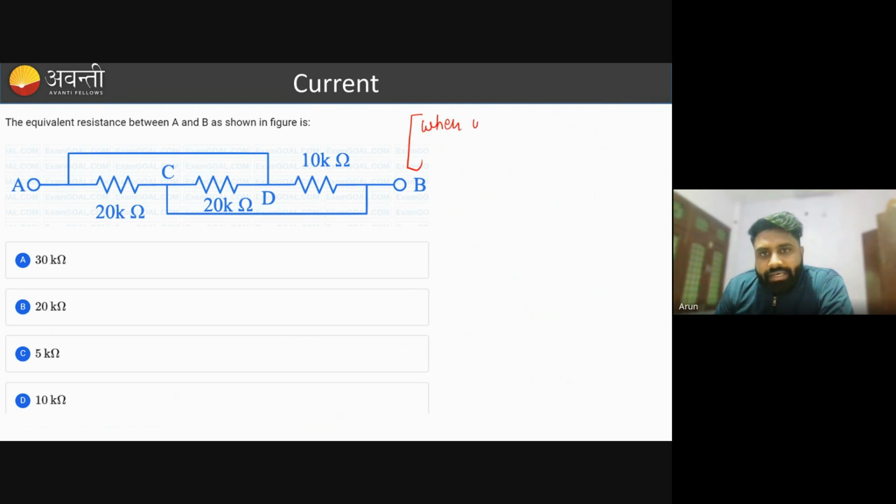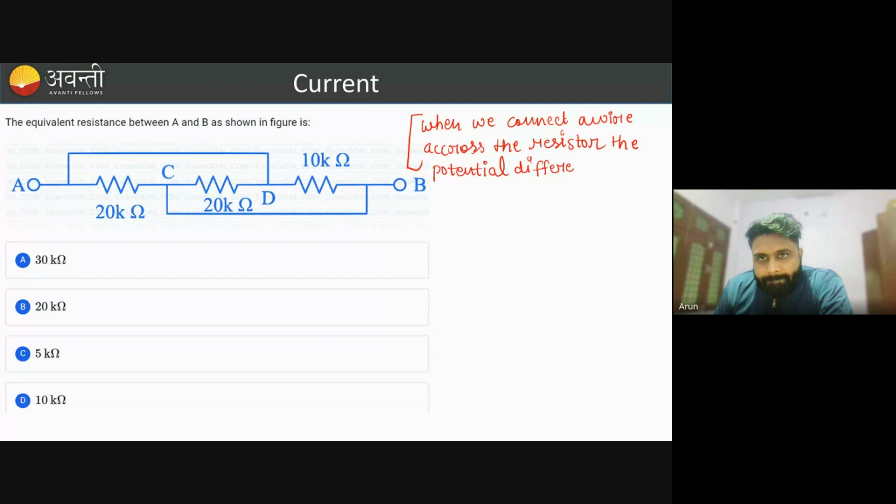When we connect a wire across the resistor, the potential difference across the wire will become the same. So this concept we are going to use.